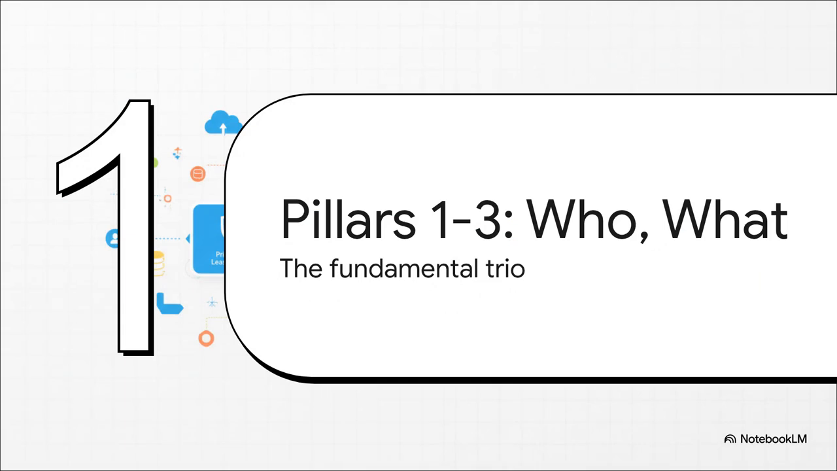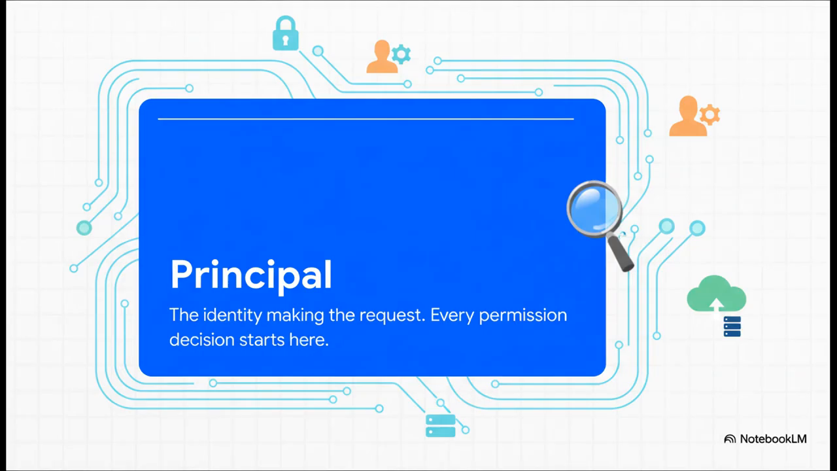Okay, let's kick things off with the first 3 pillars. This is the fundamental trio, right? It answers the most basic questions you could ask about any request. Who's asking, what do they want to do, and where are they trying to do it? First up, we've got the principle. Simple enough, right? This is the who.